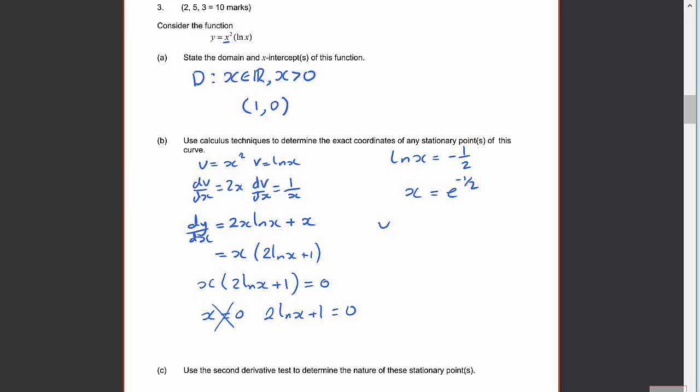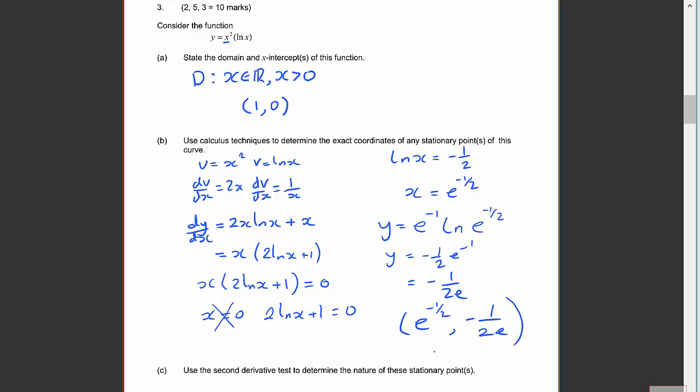The corresponding y coordinate would be the square of that, which is e to the negative 1, times ln e to the negative half, which is just going to give us negative half. So that gives me negative half e to the negative 1, or negative 1 over 2e. So the coordinates of the only stationary point are e to the negative half, negative 1 over 2e.